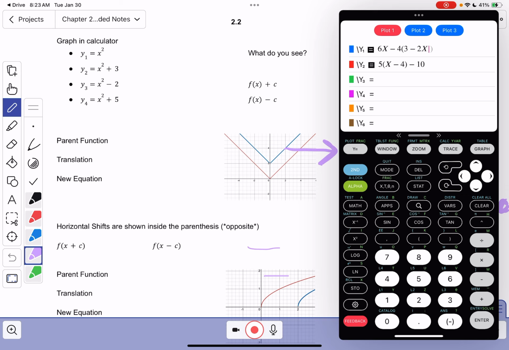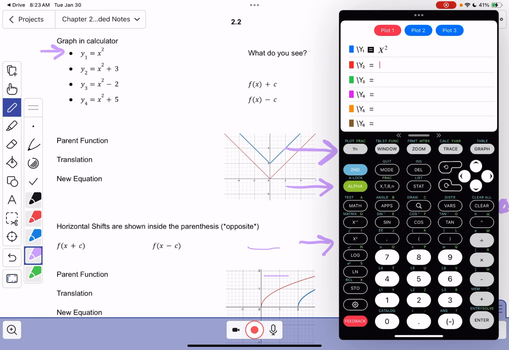If you hit clear, which is over here on the right, that'll get rid of those equations that are in there. And then we're going to type these. So your X button is right next to the green alpha button. And then X squared is right here. So that's how you can type X squared.